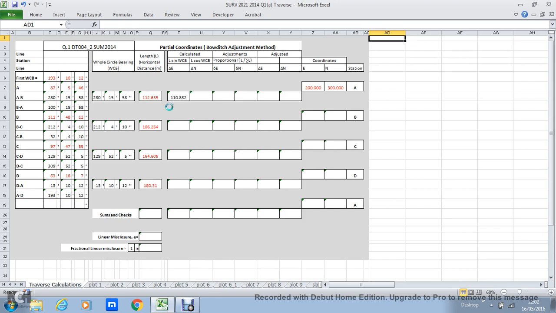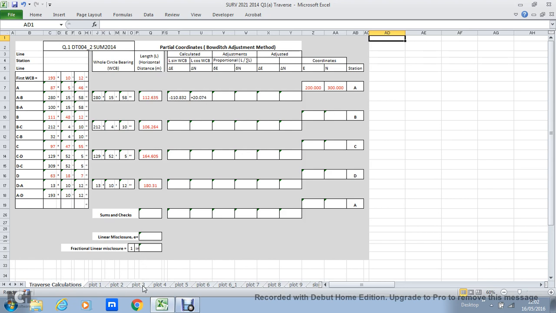And that gives us minus 110.832. Now, for the delta N, the formula is L times the cosine of the whole circle bearing. So get the cosine of this angle and multiply by the length. So once again, pause the video, carry out that calculation. I'm about to reveal it now. And that gives us plus 20.04.